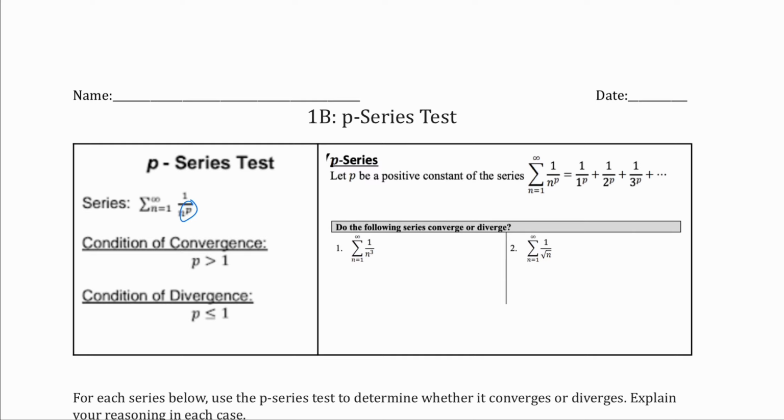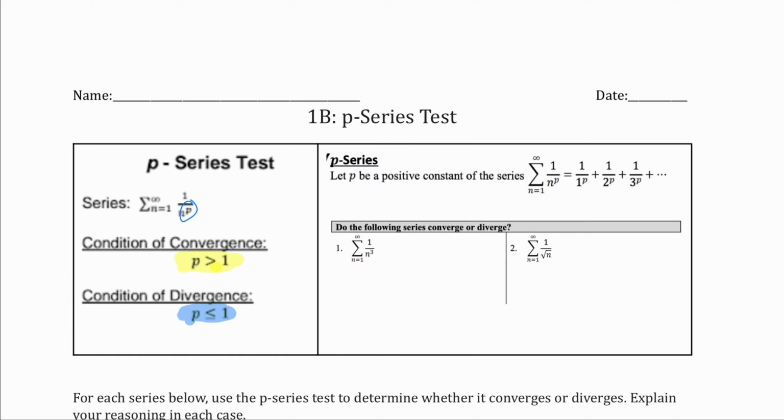Now, we have two outcomes that are possible. The condition of convergence is if p, that powered exponent, is greater than 1. So we all know that that function converges, but it diverges if p is less than or equal to 1.